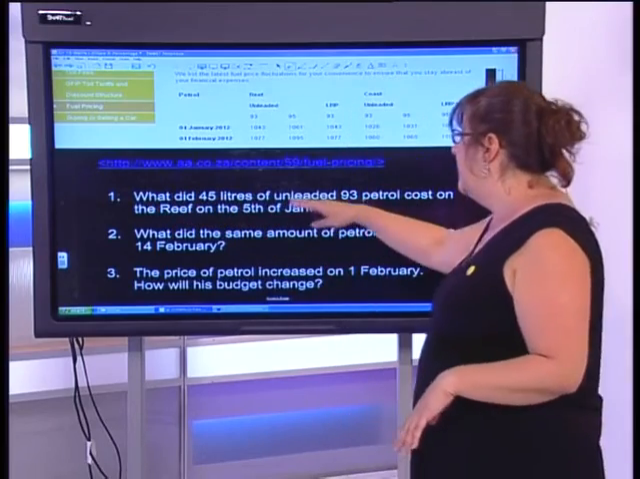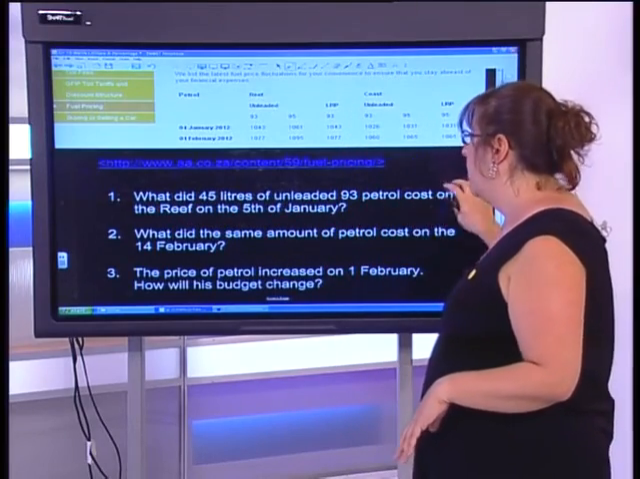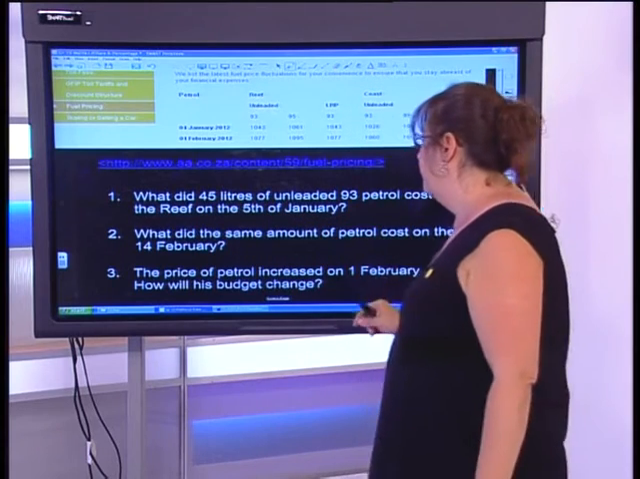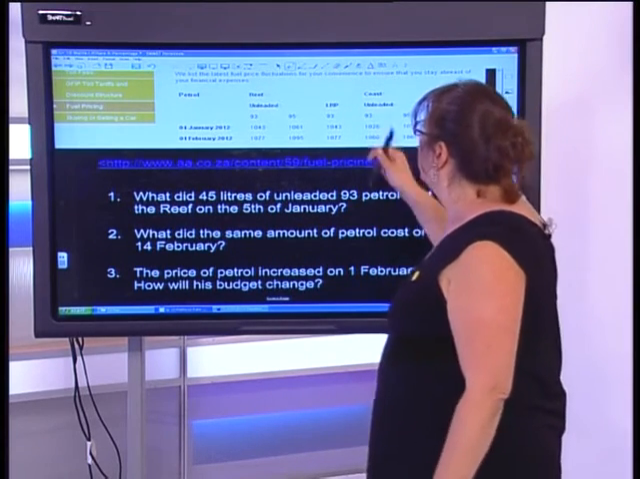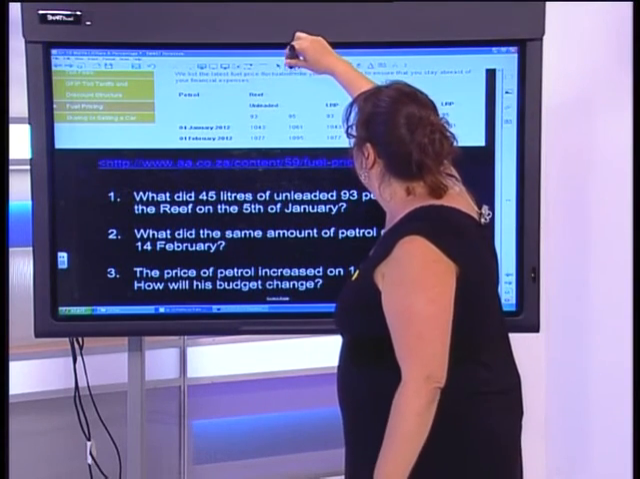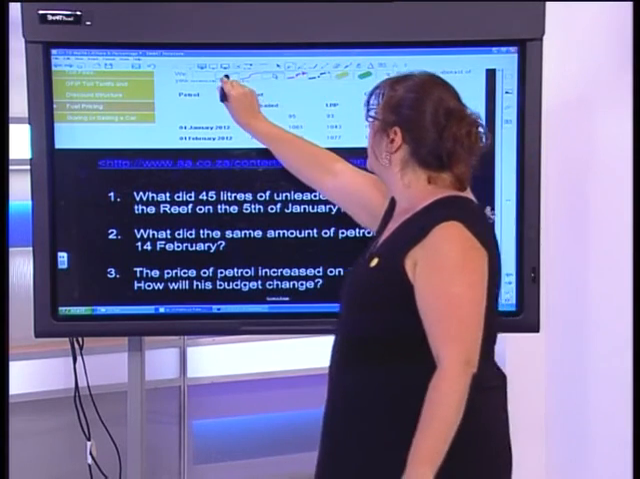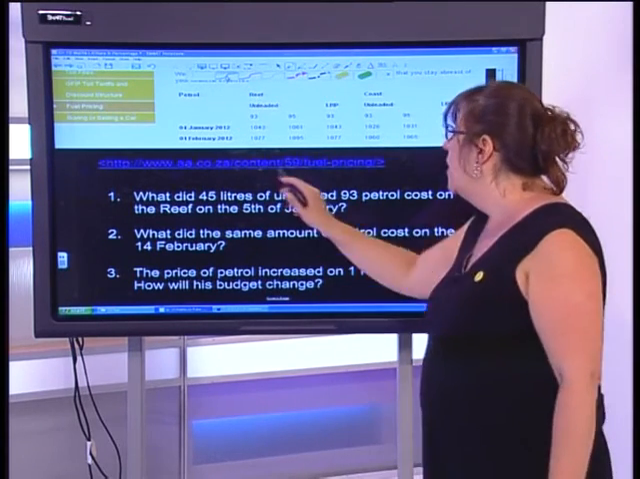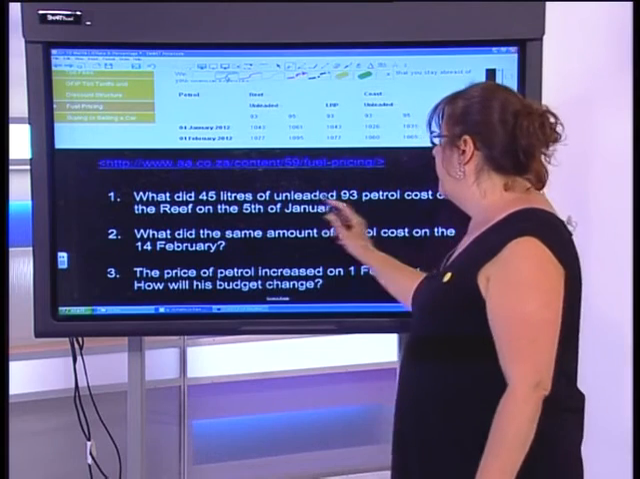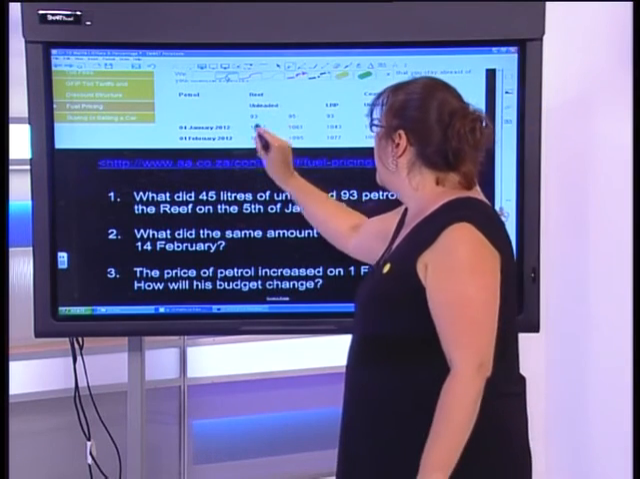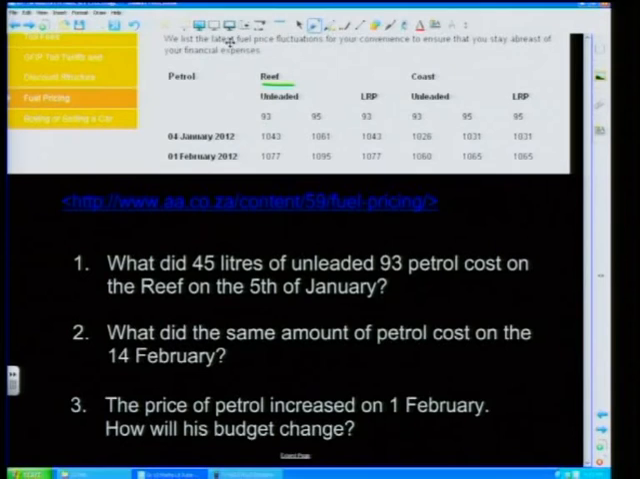What did 45 litres of unleaded 93 petrol cost on the reef on the 5th of January? So we're going to go to our table and we're going to actually take a colour. Let's try green. So I don't know if yellow will be seen that clearly. 45 litres of unleaded petrol. We're looking for 93 on the reef. So we go to the reef, we're looking for 93, and we're looking at the 5th of January.